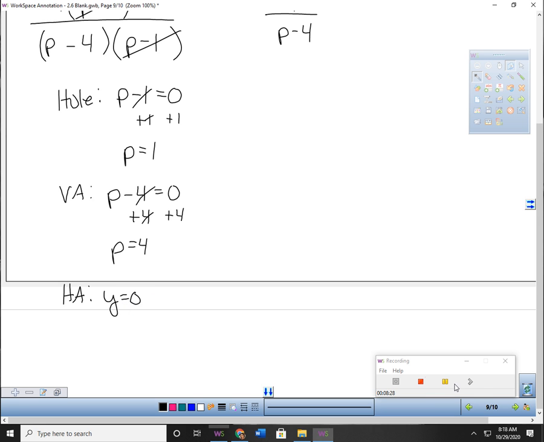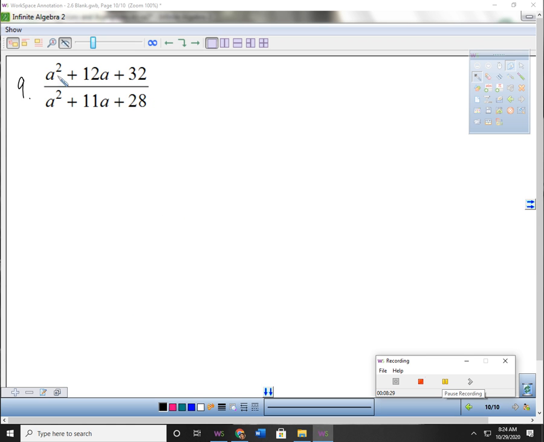All right, on number 9, I have a trinomial on top and a trinomial on bottom. So I'm going to go ahead and factor these. I have a plus in the back, which means 2 of what's in the front. Then I've got my a squared, so a and a. And I need 2 numbers that multiply to make 32 and add to make 12. That would be 8 and 4. 8 times 4 is 32, and 8 plus 4 is 12.